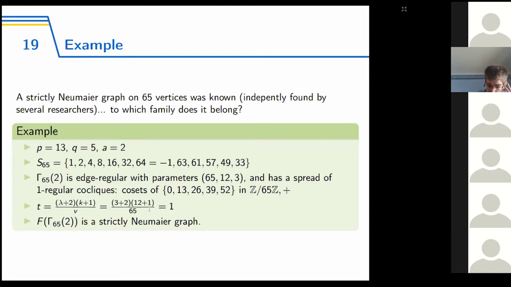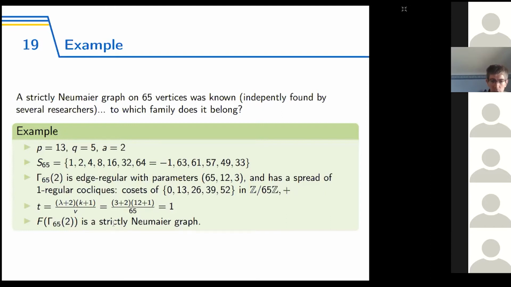So you can do the construction, which in this case means take 1 copy, join the vertices with the same color, which means just make cliques from these co-cliques, and you find a Neumaier graph.